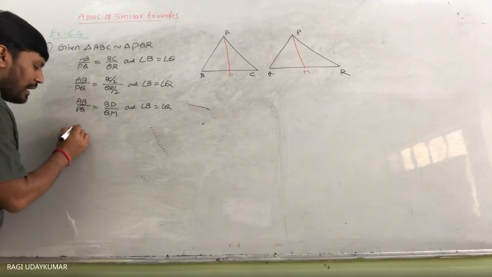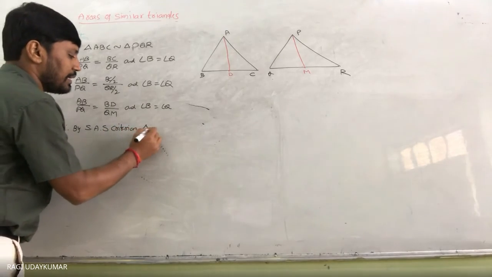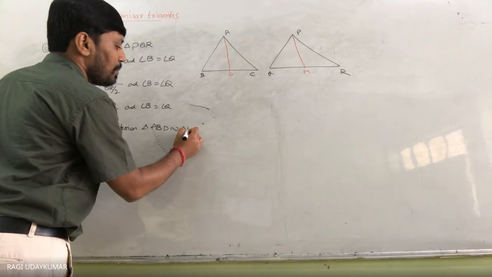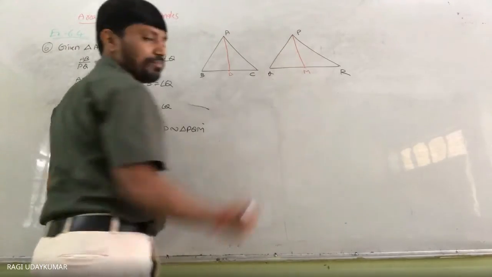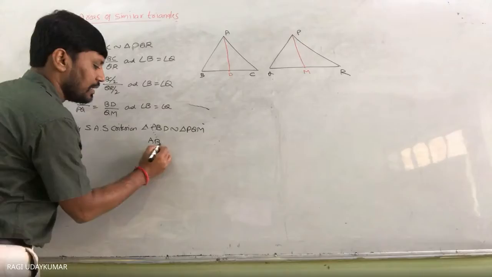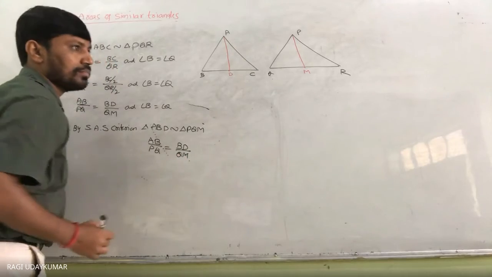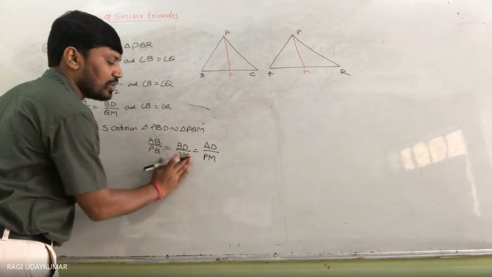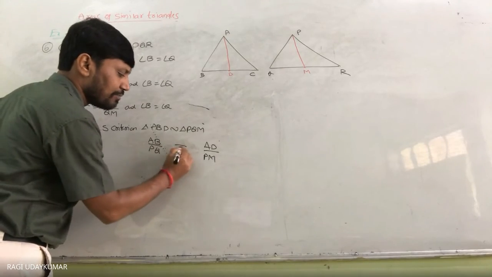Therefore, by SAS criteria, triangle ABD is similar to triangle PQM. ABD is similar to PQM. Isn't it? Now, from this, you can say that AB by PQ is equal to BD by QM is equal to AD by PM. But we do not need that. It is not necessary in this situation. So this is enough for us. These two are equal.